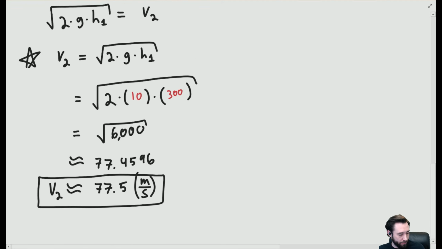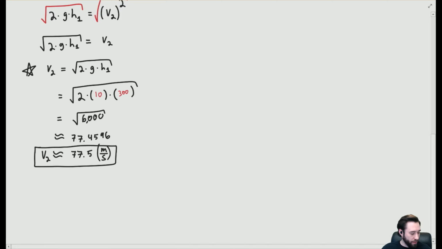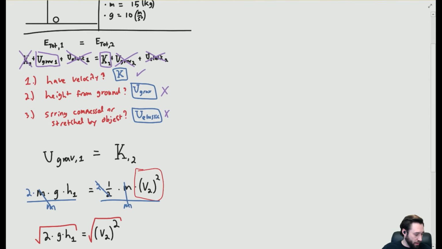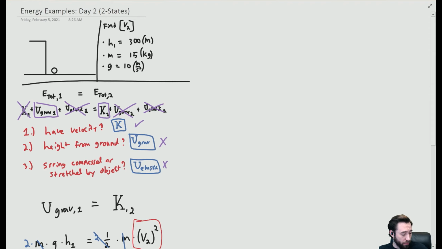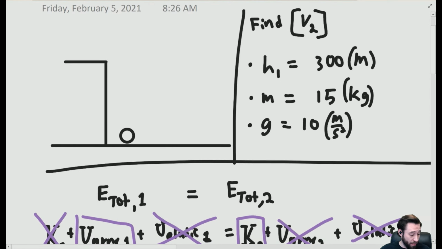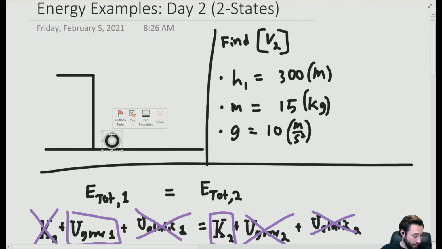Any questions about that? Everybody cool with that? So what we went over today, I'm going to do a brief overview of this and then I'm going to end the live stream. But then I want to show you guys a video explaining why mass doesn't matter. So the example was at state 1, I had a ball up at a certain height, h1, and then at state 2, it was at the point where it was almost about to impact the ground. And my objective was I wanted to figure out what the velocity was at state 2.